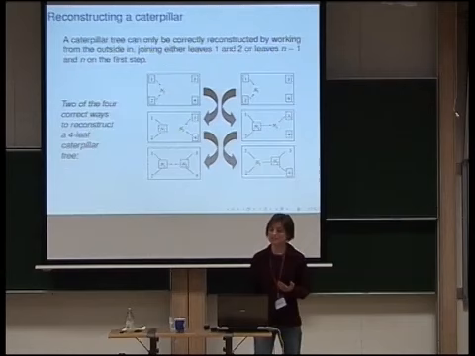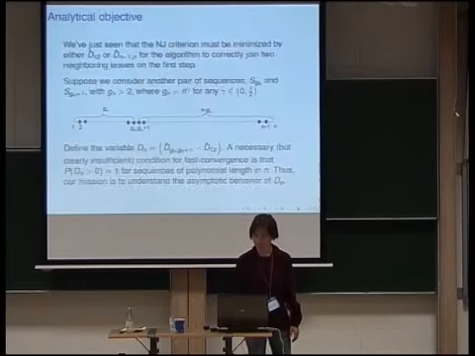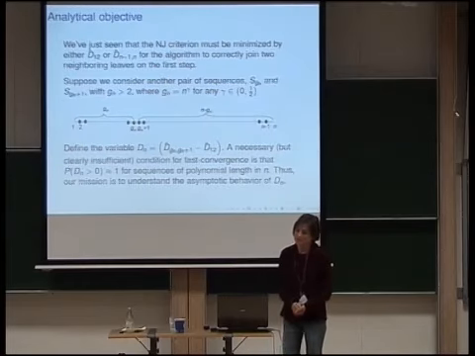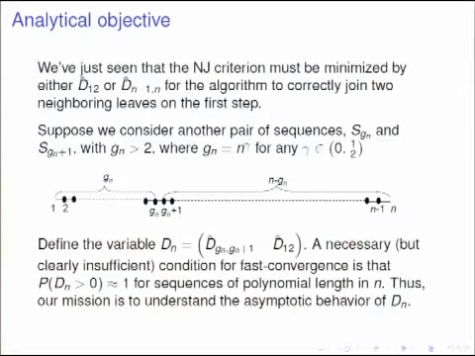So what this means is that we have a pretty nice way of assessing whether or not we're going to get it right. So as we've just said, the neighbor joining criterion must be minimized by one of these 2 end pairs, either 1 and 2 or n minus 1 and n. So what happens then if we consider another pair somewhere further along into the tree?